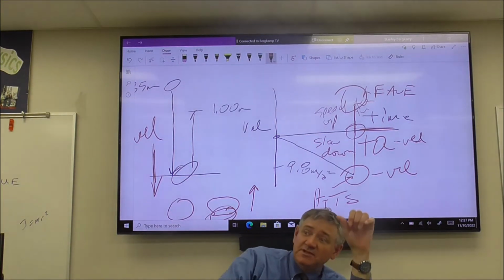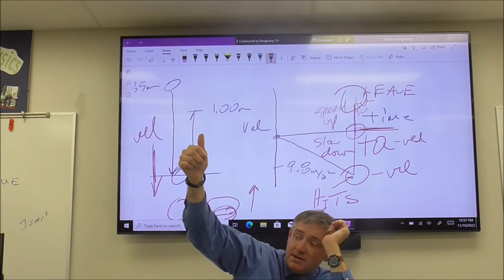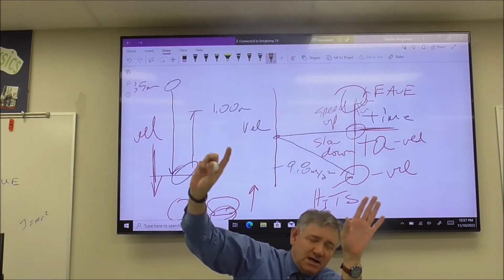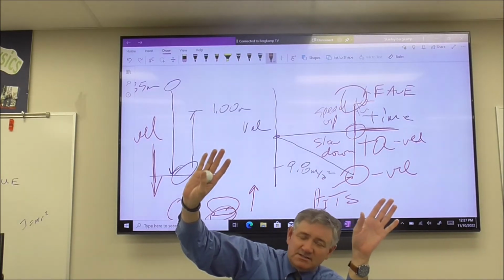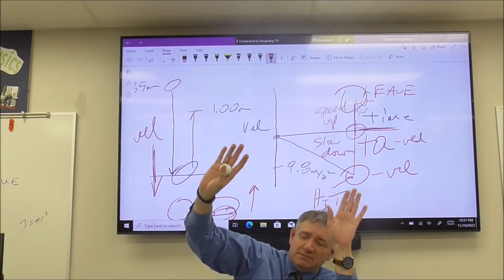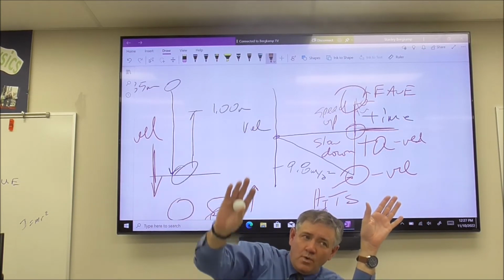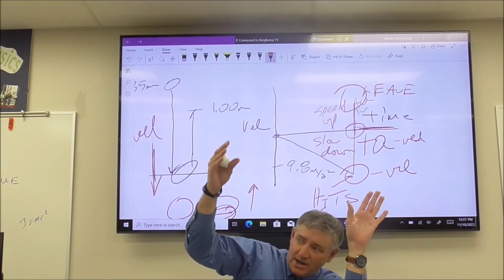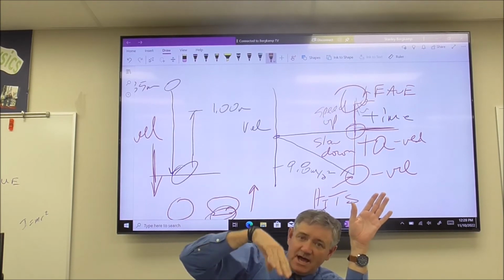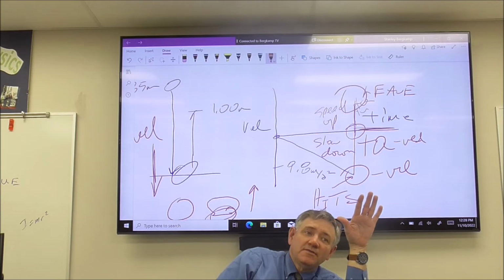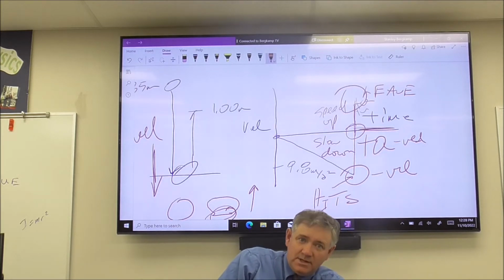So is the positive velocity going up a bigger or smaller number? And don't get hung up on negatives and number lines. This is not a math class, okay? I'm just talking like absolute value. So when it leaves the ground, is that velocity a bigger or smaller number than when it hit? Smaller. Why smaller?